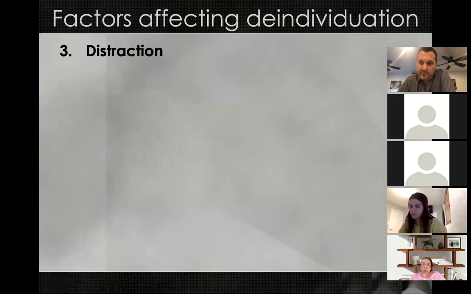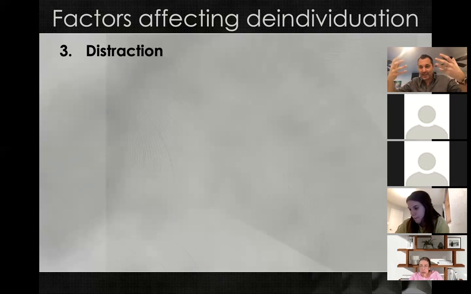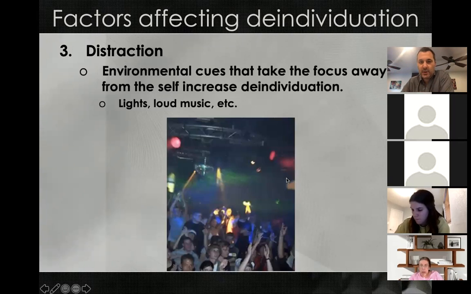A third factor that affects our likelihood of becoming de-individuated is that of distraction. And the basic logic here is that we become de-individuated when we're not focusing on ourselves, when we're not focusing on our internal standards of morality. And so what that means is that things in our environment that can distract us, that call our attention away from ourselves, increase the likelihood that we are going to become de-individuated. This could be things like loud music or lights or a lot of other people or something along those lines. All of that, if we're focusing on what's external to us, we're not considering our standards of morality, basically.